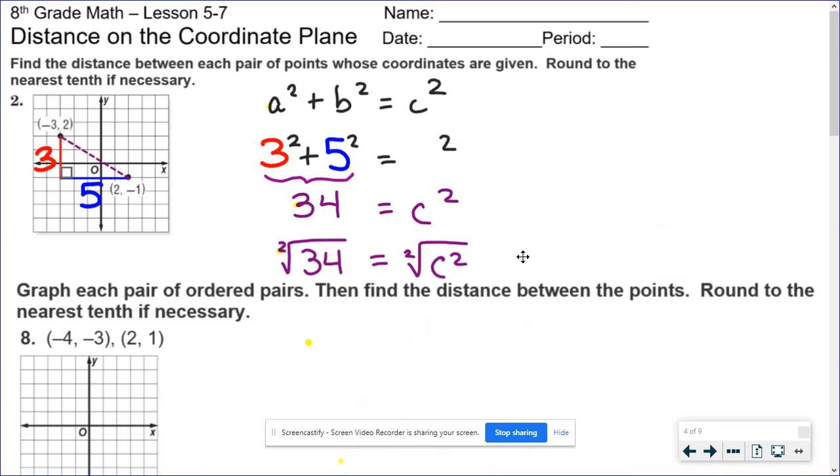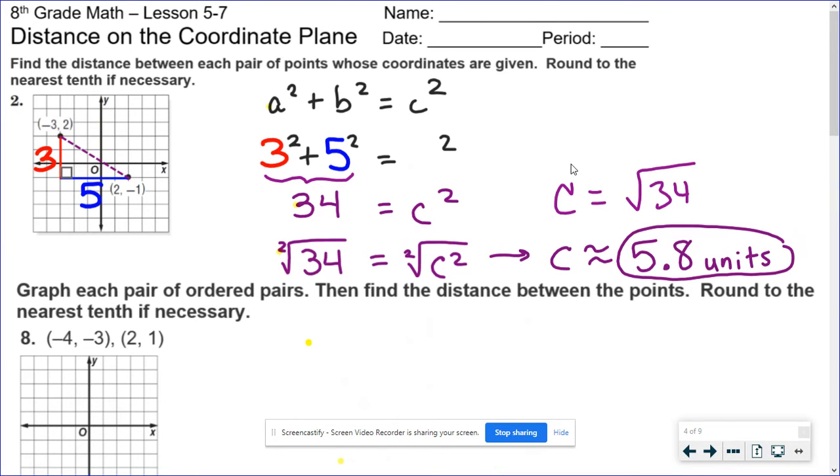Now you may write this answer 2 different ways. You can write it in the exact way. It is exactly the square root of 34, or you can write it the approximate way. To the nearest tenth would be 5 8/10. Doesn't say feet, doesn't say inches, does say units.